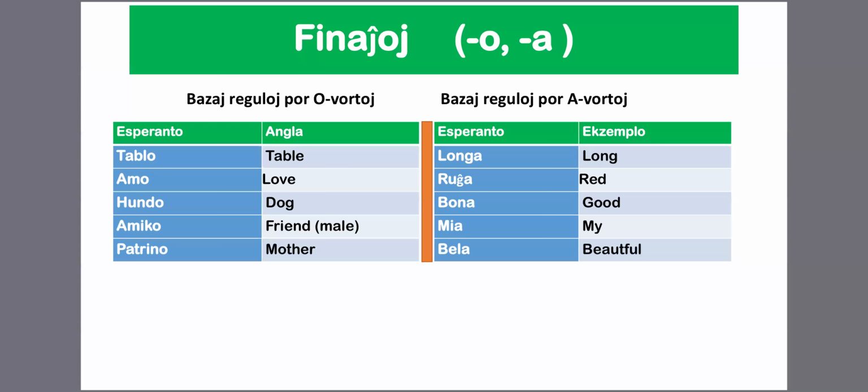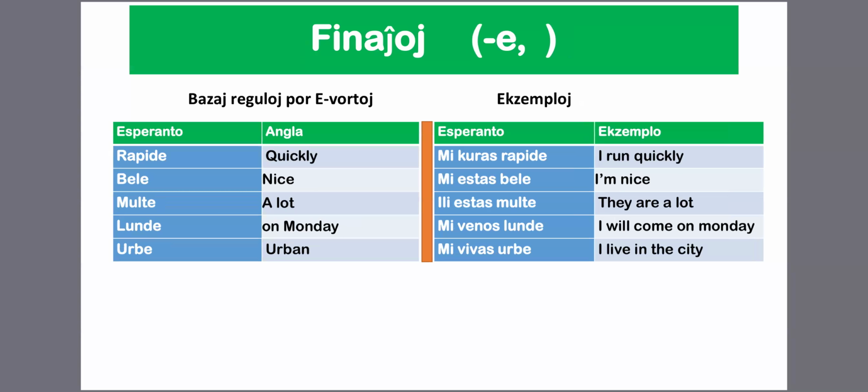Great. And if you see a word finished by a, I told you this is an adverb directly. For example, let me take an example. Rapide is quickly. Quickly, even in Esperanto, in English, quickly, it's automatically an adverb. But if I say quick, this is an adjective.